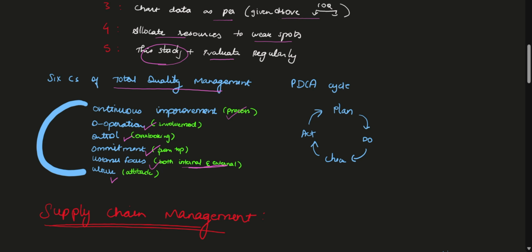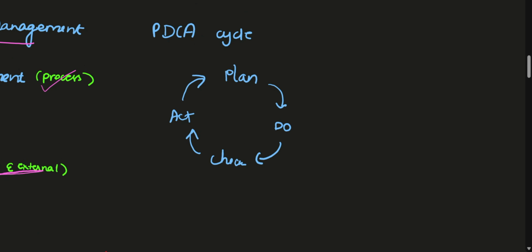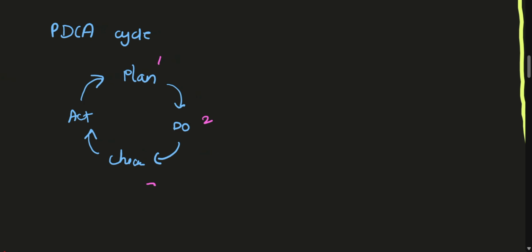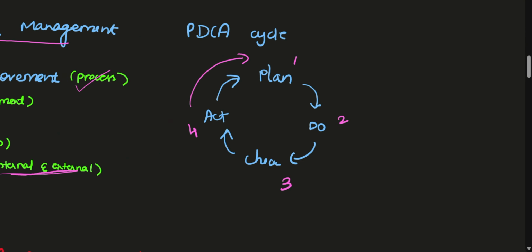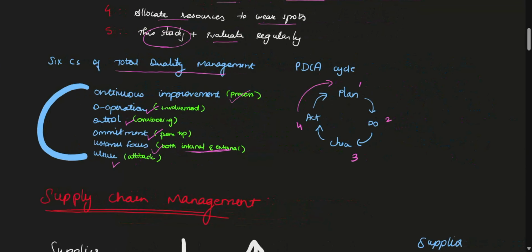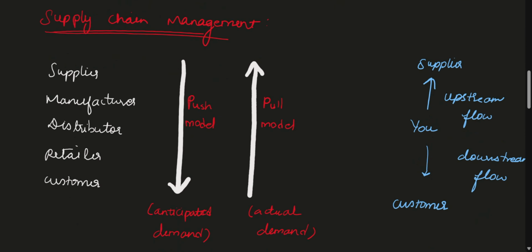Next small concept we have is PDCA cycle. First is plan, second is do, third is check, and fourth is act accordingly, and again plan. This does not end with the act. Next concept we have is supply chain management.